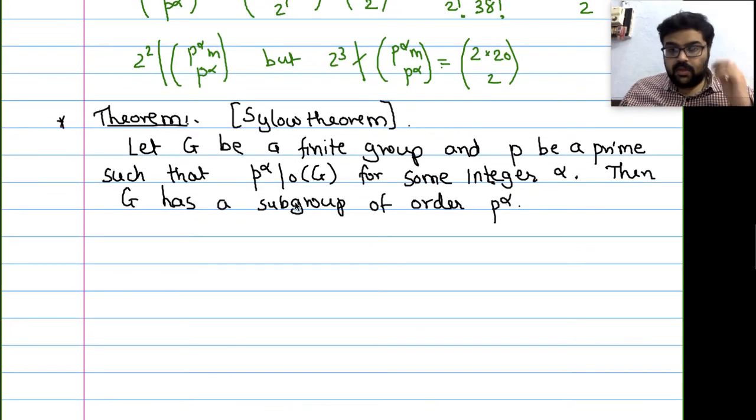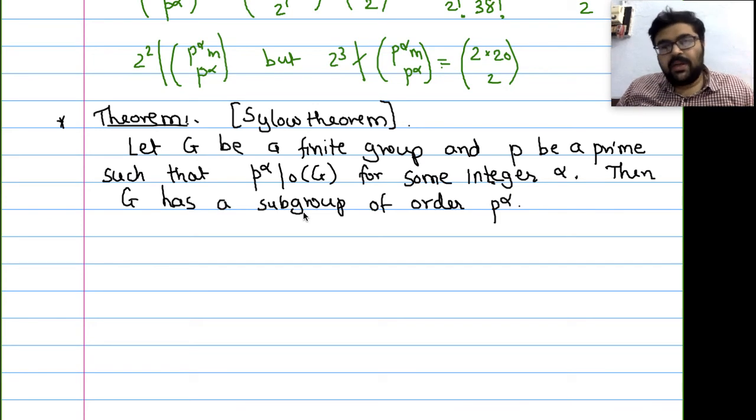Okay, so now with this fact, let us prove this theorem. So what is the theorem? G is a finite group and p is a prime, so that p power alpha divides order of G for some alpha, then G has a subgroup of order p power alpha. We are not saying that alpha is the highest.